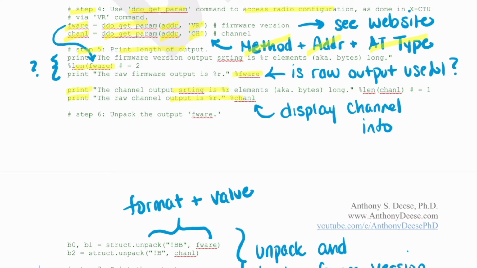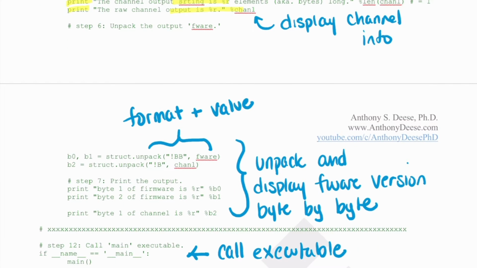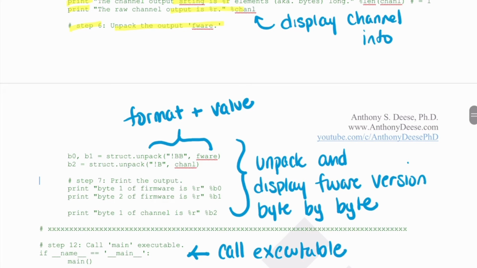But the firmware version that we displayed to the user is a raw output. So the question I ask up here is, is this raw value useful? Now, in step 6 we can unpack the output using the struct.unpack method. What that's going to do is take our firmware version, which is 2 bytes, and unpack it into 2 separate bytes we're calling B0 and B1.